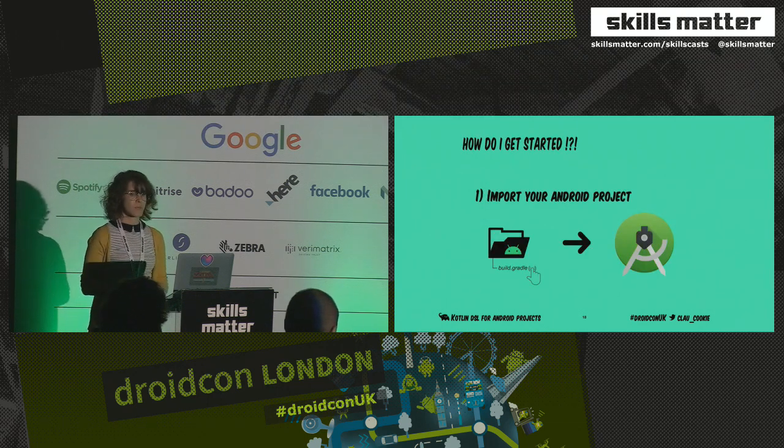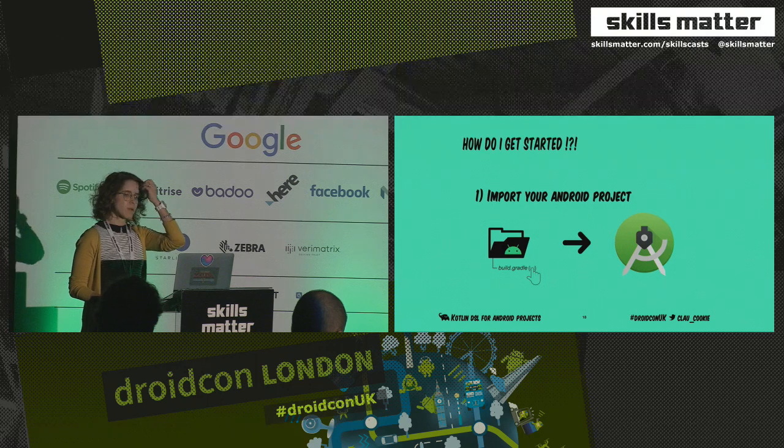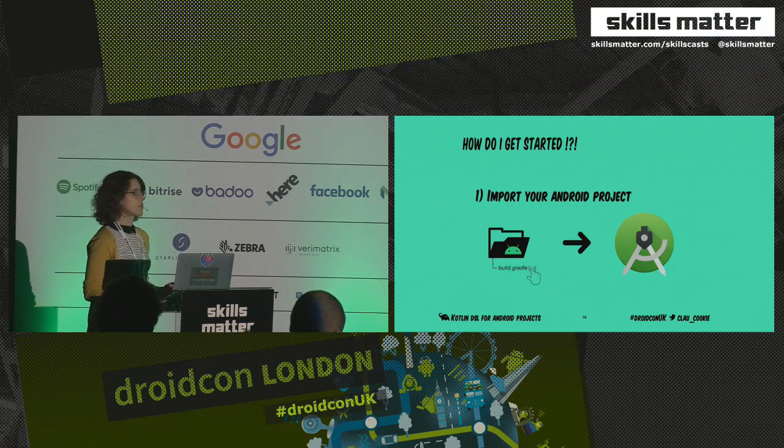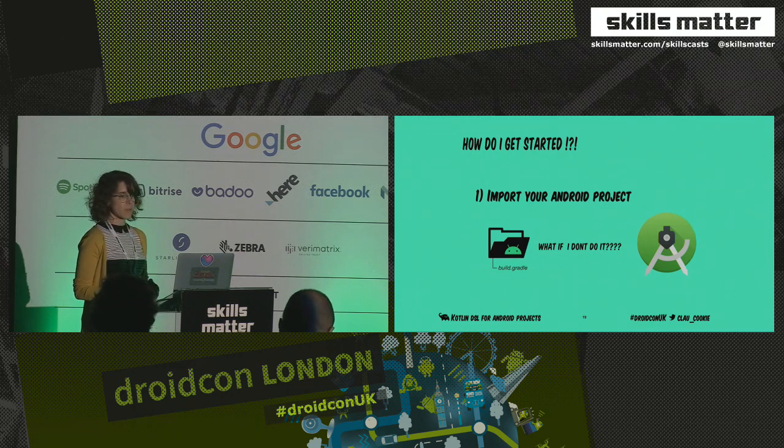The very first thing you need to do in order to allow Kotlin DSL to be detected in your project is to import your project into Android Studio, selecting the build Gradle file from the root folder. If you don't do this, Android Studio will not know that you're potentially going to use Kotlin DSL for your scripts, so it won't be able to assist you with code completion, navigation, etc.